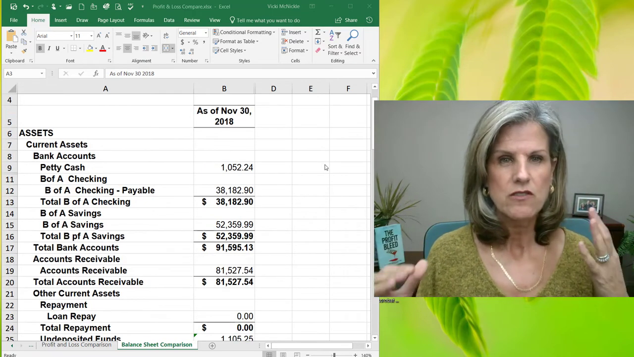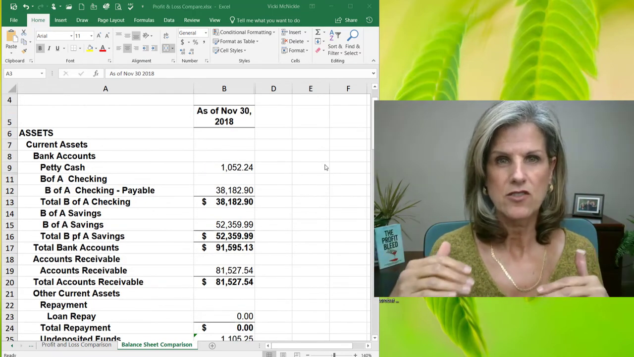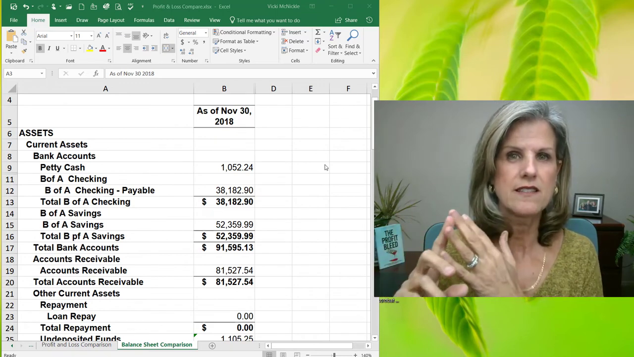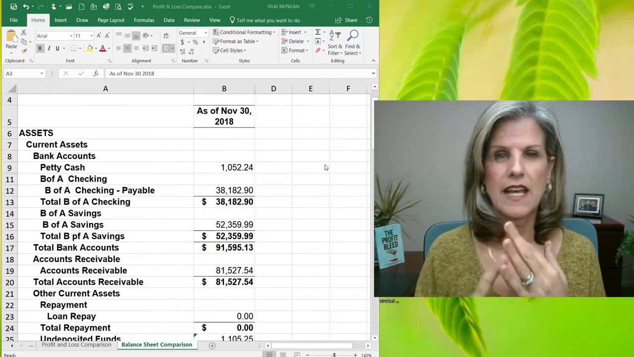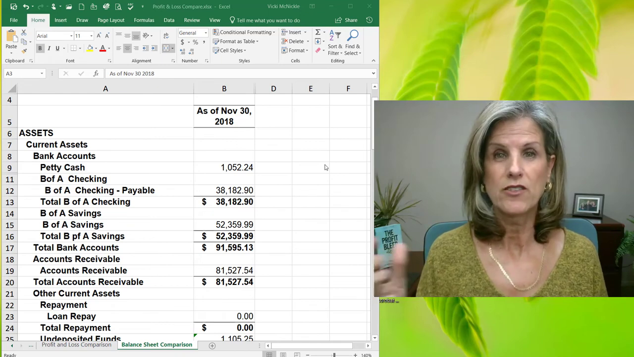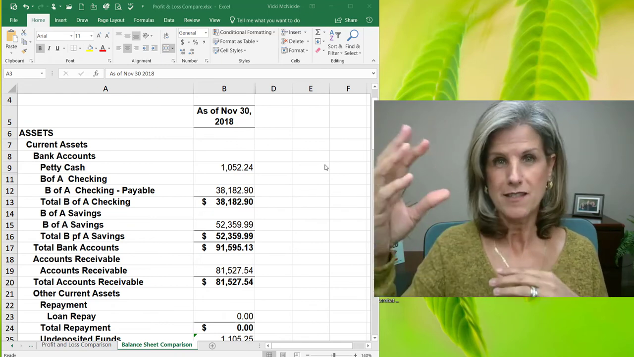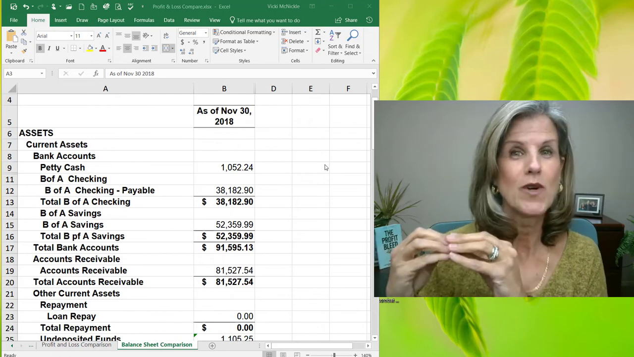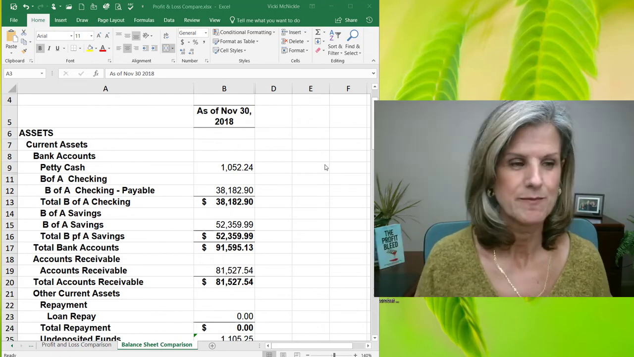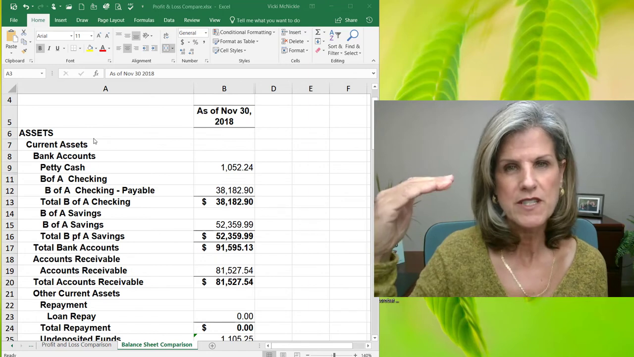The first section of a balance sheet is your assets. Your balance sheet basically has assets, liabilities, and equity. Assets are something that you own that has value. Liabilities are something that you owe. And equity is the difference between those two numbers, or what you keep in your business. So there are different sections of assets.